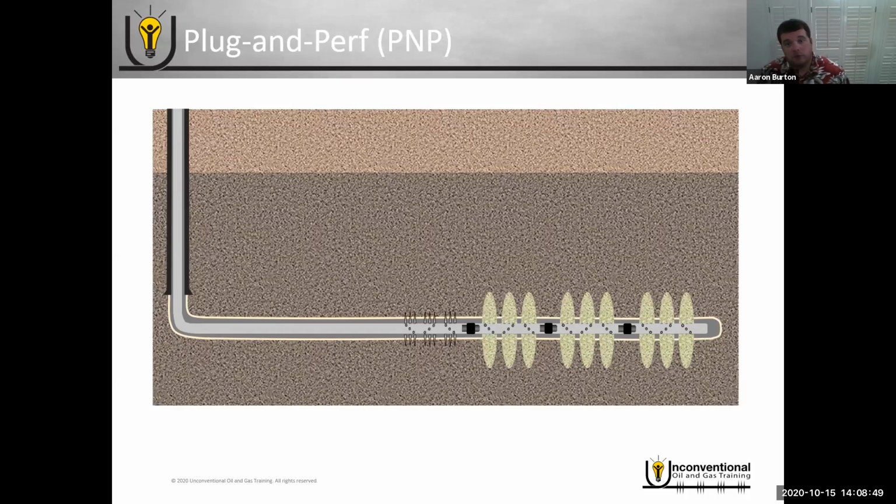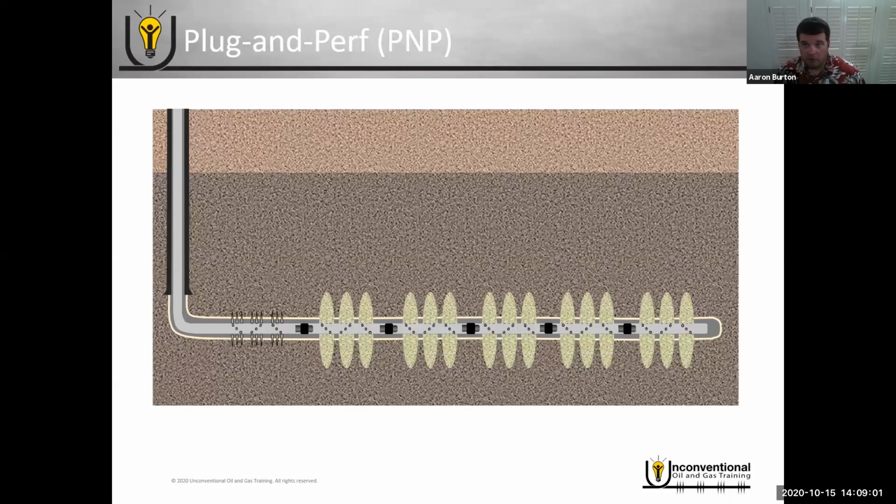So this process with the wireline run and shutting down pumping between each stage has always been the weak point of plug and perf, because you're having to shut down pressure pumping between each stage, run your wireline, set your plug, perforate, and then pull out of the hole with your wireline.